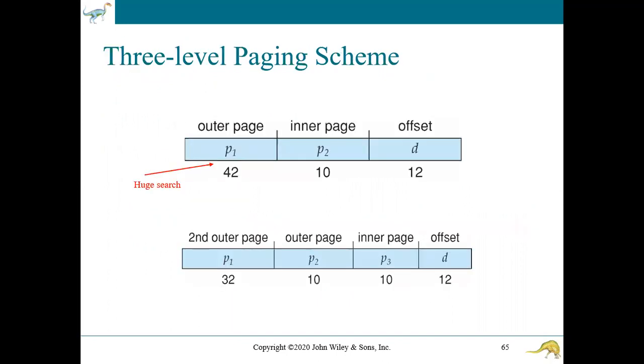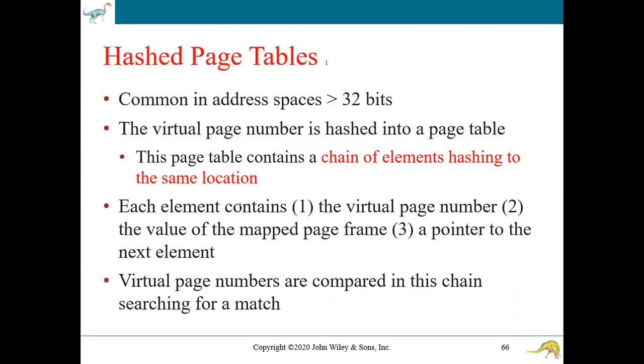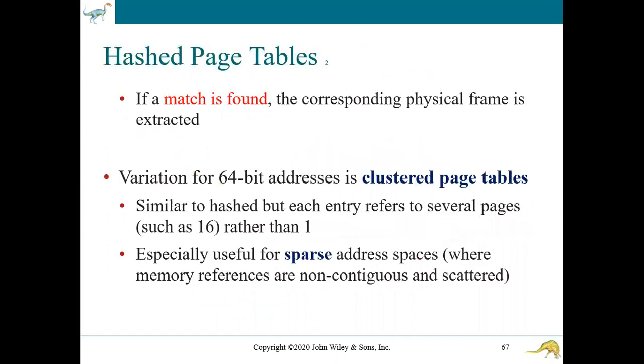64-bit logical address. See, look at here. If you go more and more, you're going to add 10 more, 10 more, 10 more like that. This is a huge search. You can divide that again into 2 more searches. So hashed pages is probably the faster way of doing it.